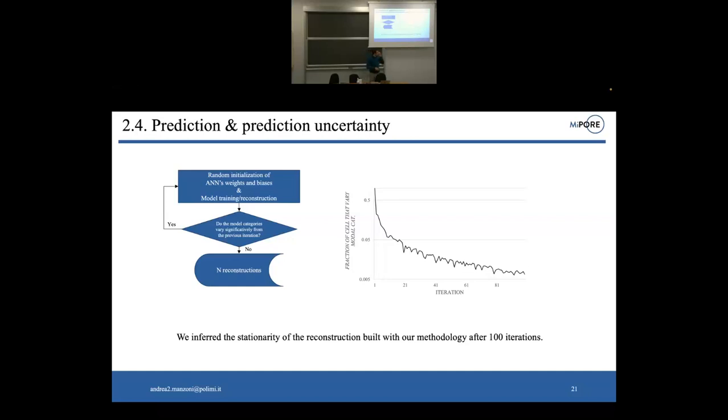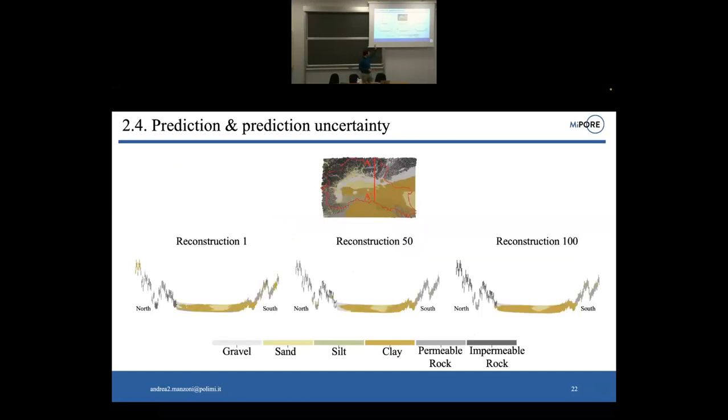And this allowed us not only to have a category in a given point, but also the probability of each category to be predicted in a given point. Here you can see an example. Of course, all the models are based on the same data, so of course they are similar. But if you look closer, there are some differences between different reconstructions, so they're going to give us different probabilities in different points.